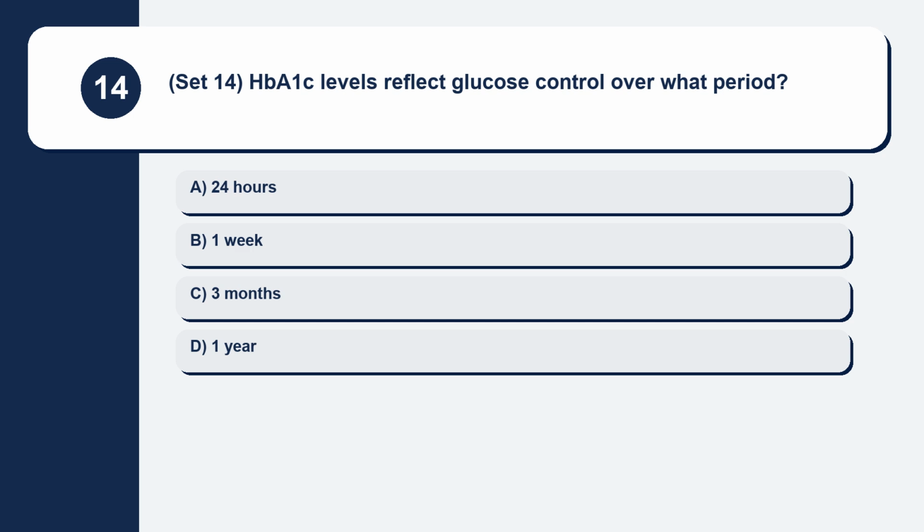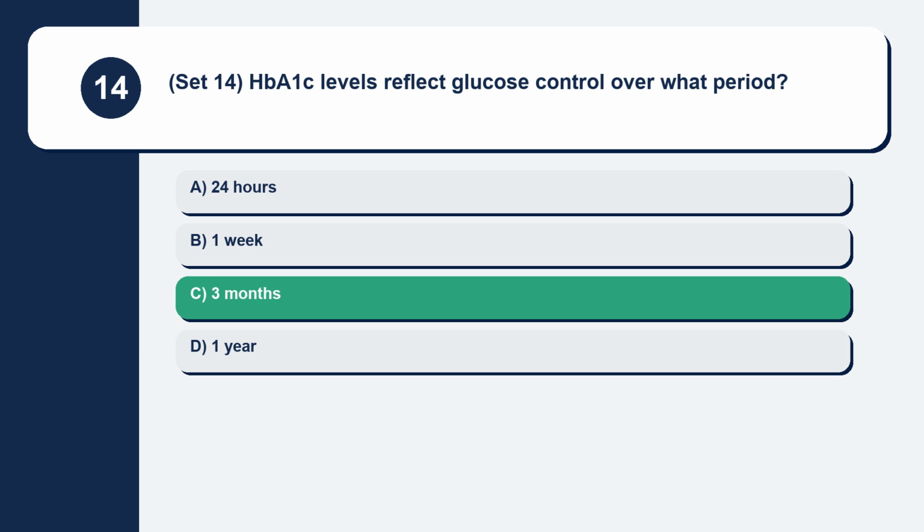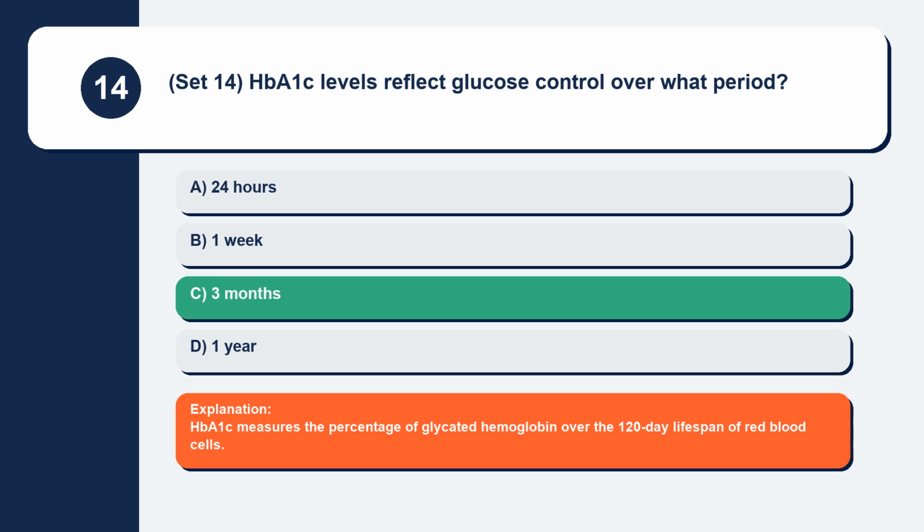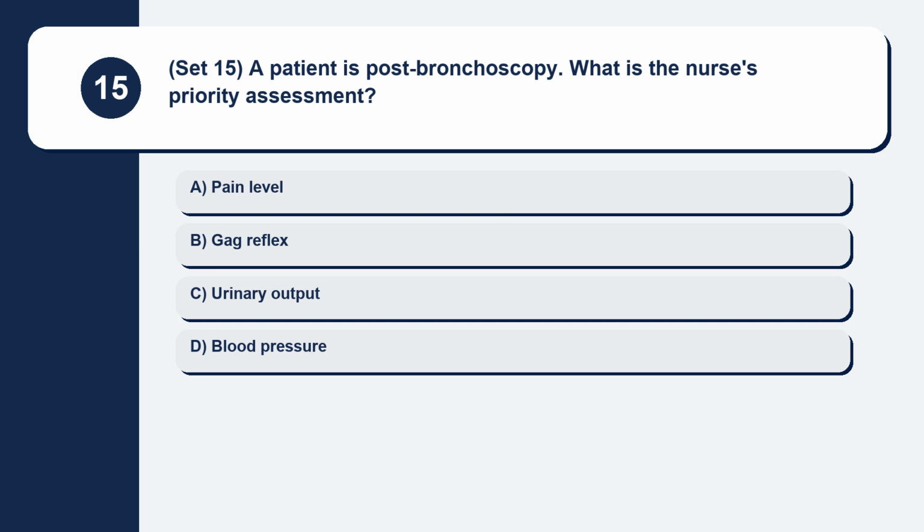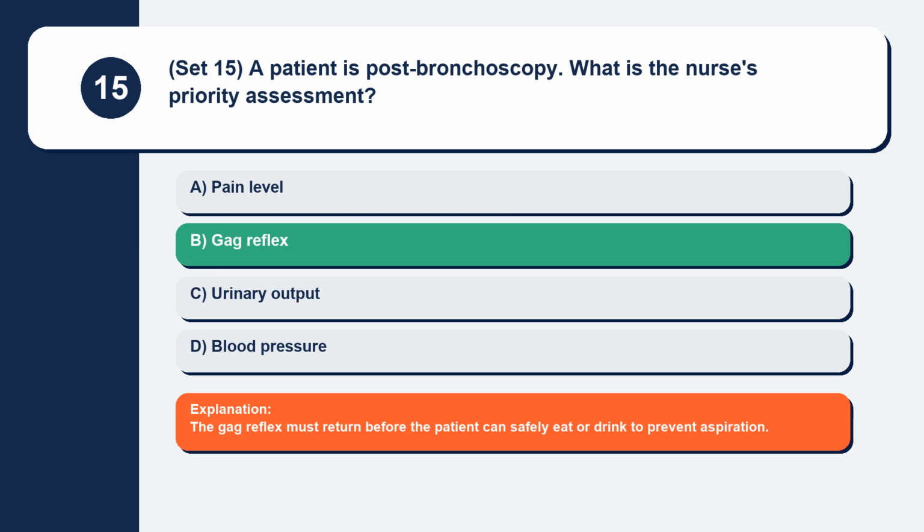Question 14. Set 14. HbA1c levels reflect glucose control over what period? 24 hours, 1 week, 3 months, 1 year. HbA1c measures the percentage of glycated hemoglobin over the 120-day lifespan of red blood cells. Question 15. Set 15. A patient is post-bronchoscopy. What is the nurse's priority assessment? Pain level, gag reflex, urinary output, blood pressure. The gag reflex must return before the patient can safely eat or drink to prevent aspiration.